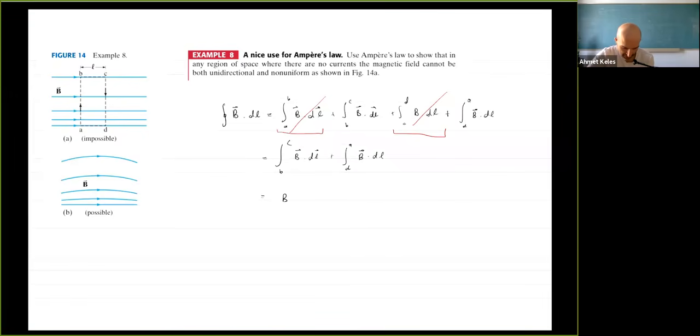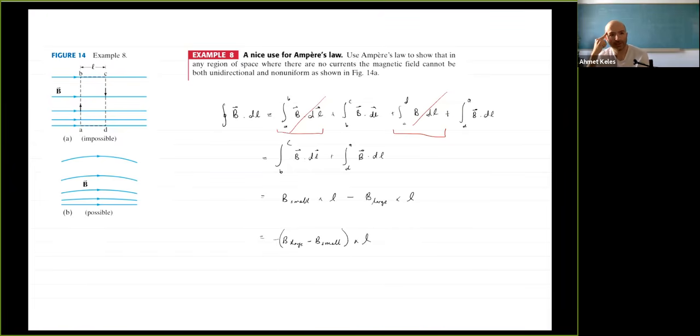So this is going to be B small, let's call this one smaller because it's the smaller magnetic field, times some length. The other one is in the opposite direction, right? So minus B large times L. So you can see this is equal to minus B large minus B small times L.